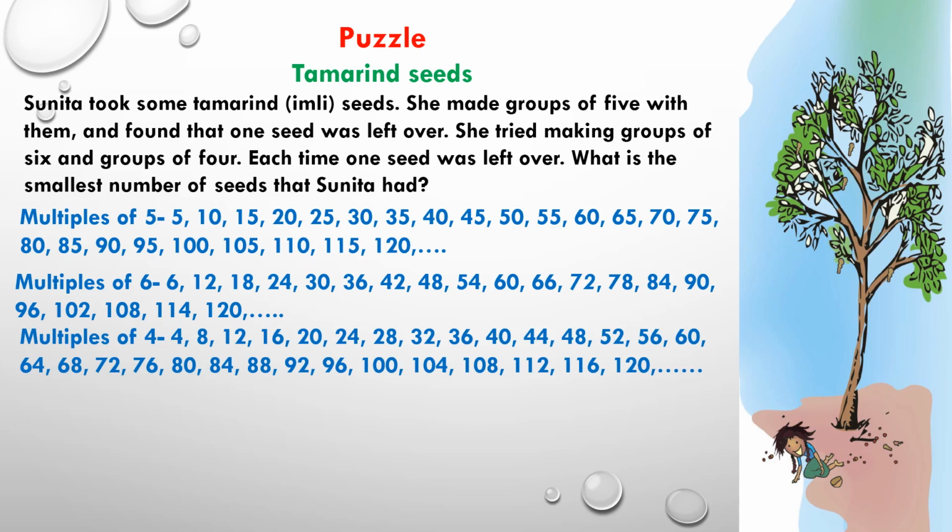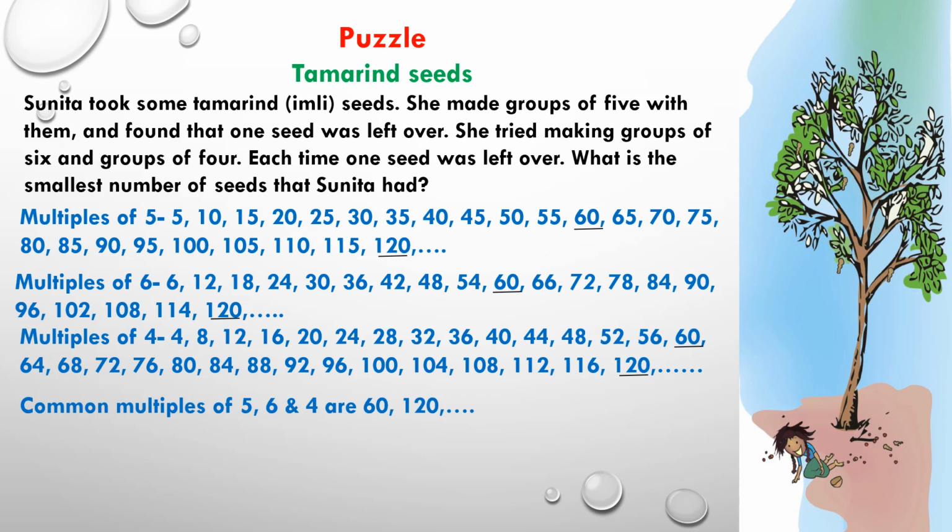As you can see on my screen, I have written multiples of 5, multiples of 6 and multiples of 4. So what I want to find out now, what are the common multiples of 5, 6 and 4? So common multiples are, first one is 60, yes, and another one is 120. So what is the smallest common multiple of 5, 6 and 4? Yes, it is 60. So Sunita had 60 plus 1 seeds.